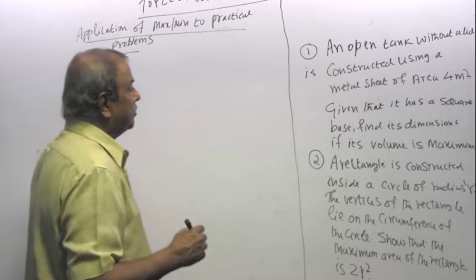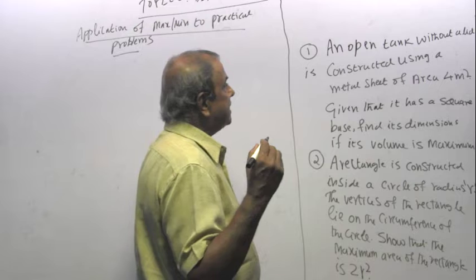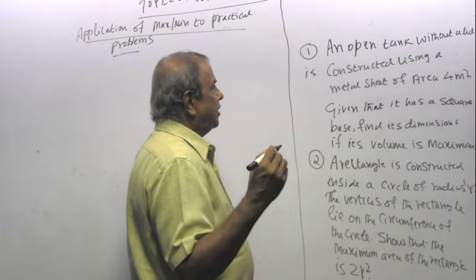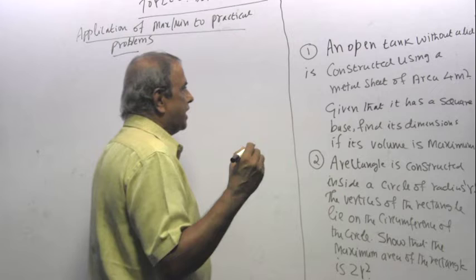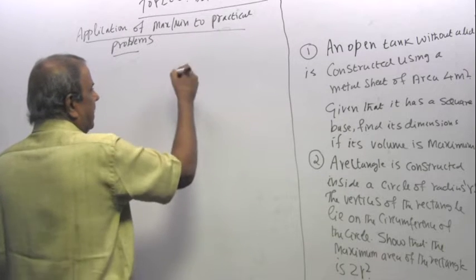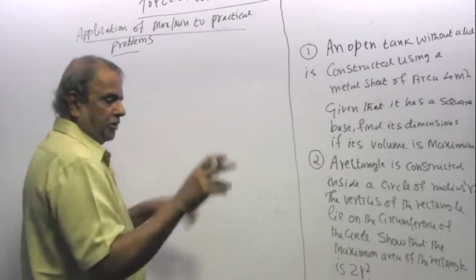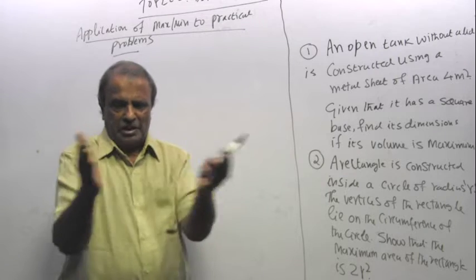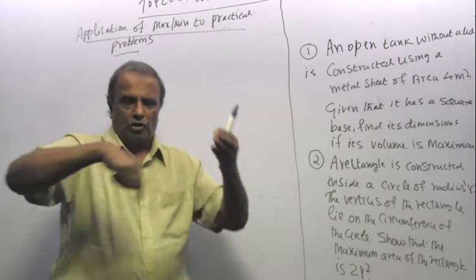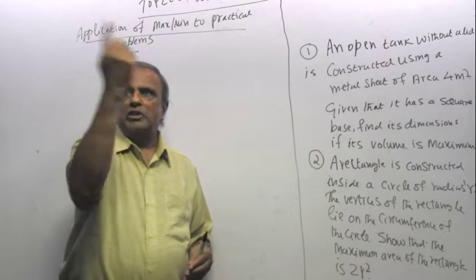Okay, let me read the first question. An open tank without a lid is constructed using a metal sheet of area 4 meters square. So there is an area of 4 meters square. So you take a sheet and then cut up and then make the 4 sides. It's an open tank. So 4 sides and the base, but the top is open.